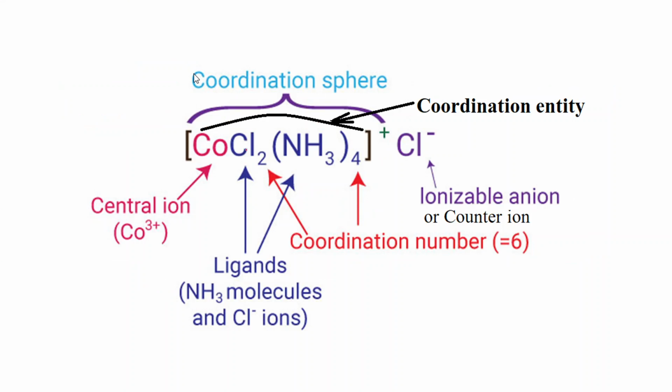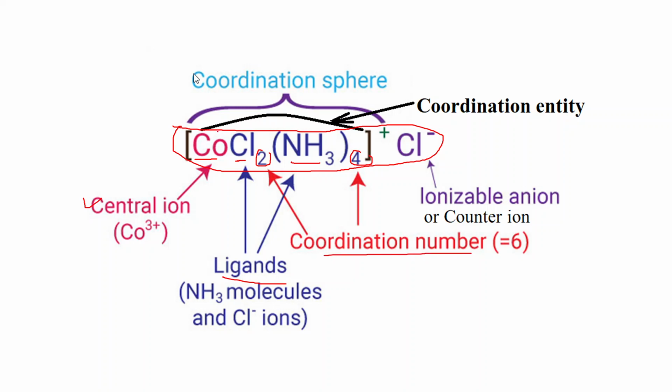Now, whatever the different terms we have discussed, this is one coordination compound, and in this case this Co refers to the central ion. And this Cl and this NH3, these are the ligands. Cl is 2 times and NH3 is 4 times. 2 plus 4 is 6. This is the coordination number.